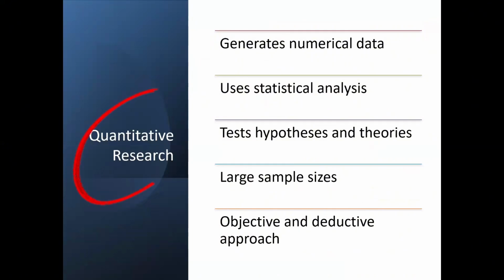Now, quantitative research, we are done with qualitative. Quantitative research generates numerical data. It uses statistical analysis, like t-tests, correlation, regression, structural equation model, pattern analysis, latent class analysis, and so on. You can test hypotheses and theories. It requires a large sample size. It's objective, and it follows objective and deductive approaches.